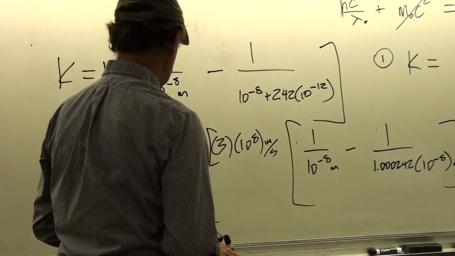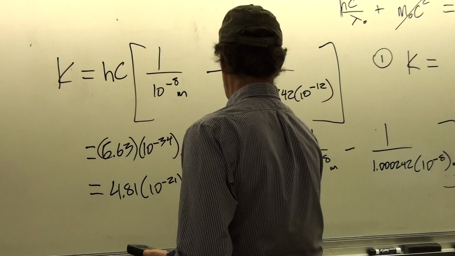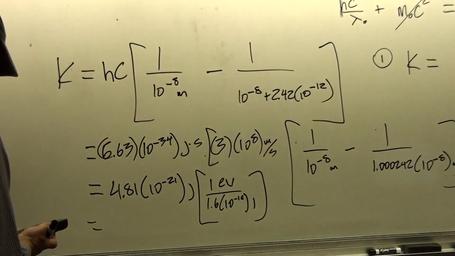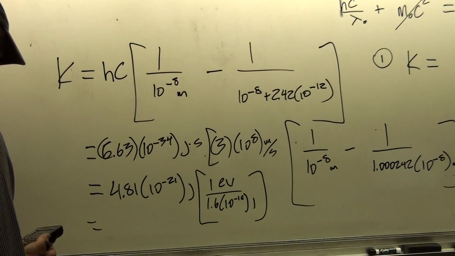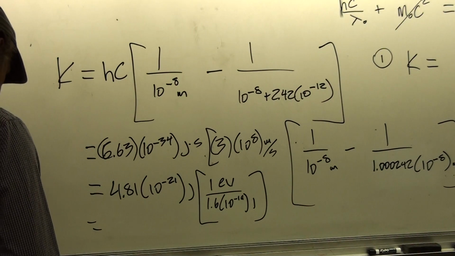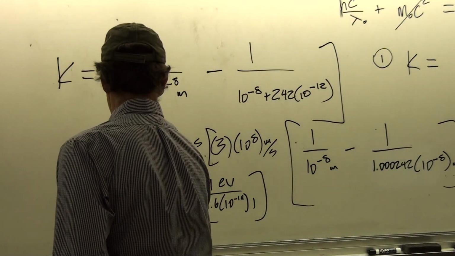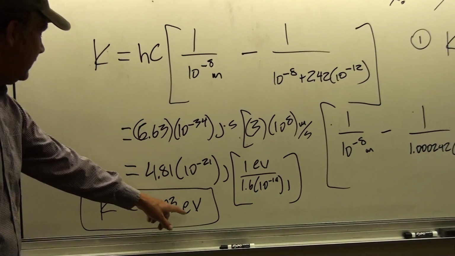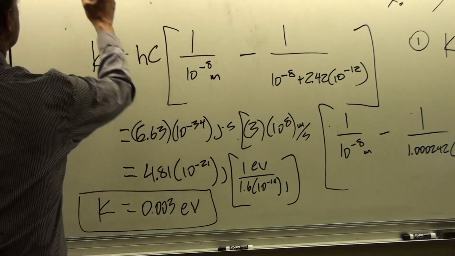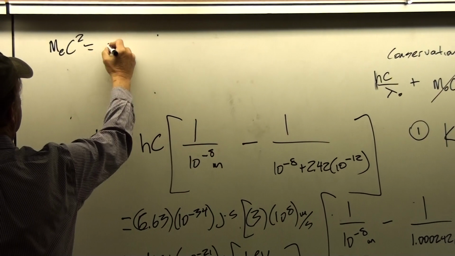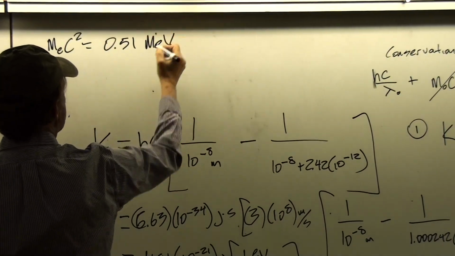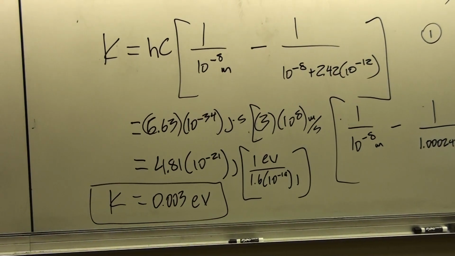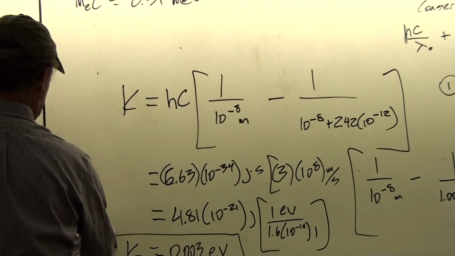Joules. Or if we want to convert that to electron volts, we can say we've got 1 eV for every 1.6 times 10 to the minus 19 joules. So that gives us 0.003 electron volts. So that's our kinetic energy. This clearly is a very low kinetic energy in relationship to the rest energy. Mass of the electron times c squared was 0.51 MeV. So by seeing that this is just a milli electron volt in terms of its kinetic energy, we can say that this is non-relativistic.